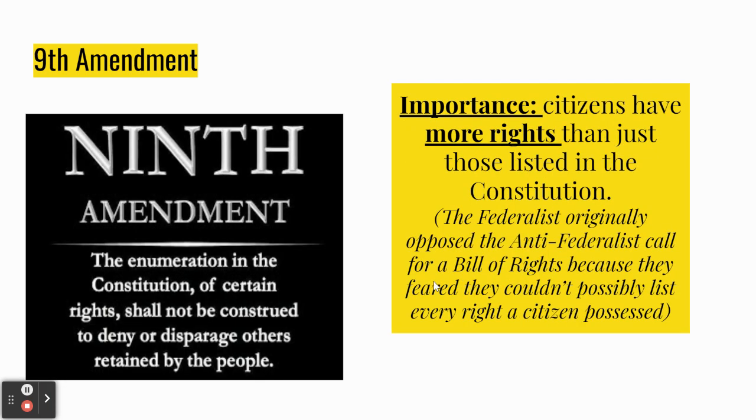The Ninth Amendment, the Tenth Amendment, we talked a little bit about earlier in the year when we did federalism. The Ninth Amendment establishes that citizens have more rights than what are listed in the Constitution. So the Federalists originally opposed the Bill of Rights because they feared that if you list people's rights, you couldn't possibly come up with a list long enough to include every right that an individual has. So the Federalists agreed that they would do a Bill of Rights in order to get the Constitution approved, but they wanted something added in so that future generations would know that this is just a good starting point, that these aren't the only rights that you have, right? So the Ninth Amendment just says that you actually have more rights than what are listed in the Bill of Rights.